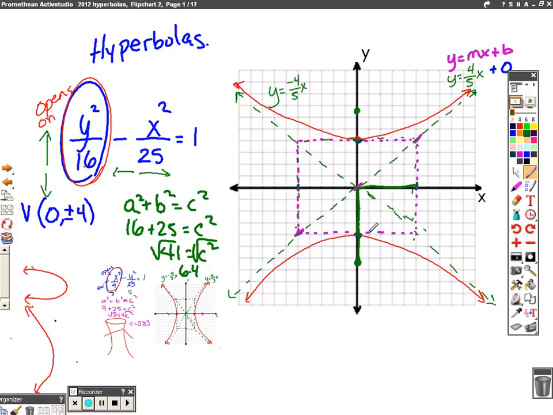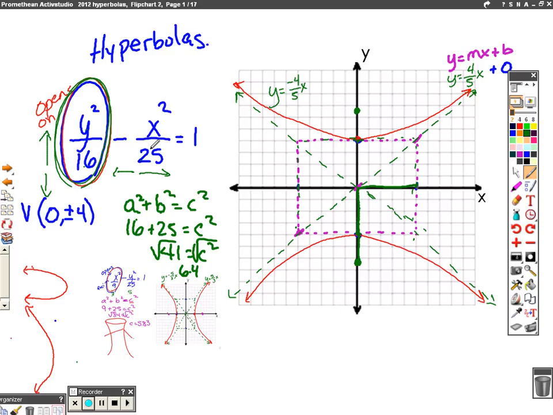Our vertices, this is where it opens. I always circle the first one. If you don't want to circle it, that's fine. But notice how this number right here, this 25, is larger than the 16. It used to be the larger number that told us where our vertices were, but really now, it's the first term. All right. What else? Anything else?